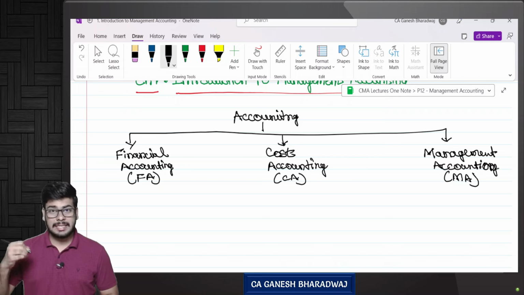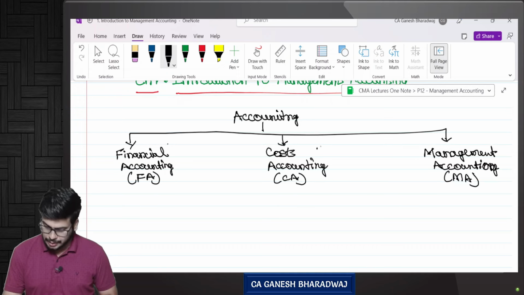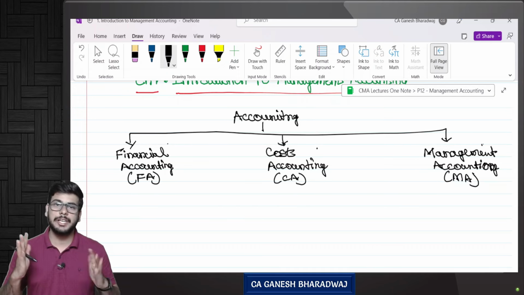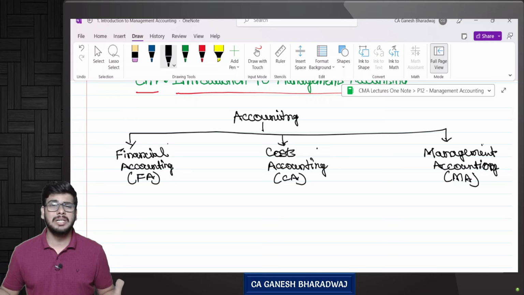In fact, in your CMA intermediate, all three of these branches of accounting, you will be studying as multiple papers. For example, cost accounting is paper 8, which specifically deals with cost accounting. Paper 12 is management accounting. And yes, you also have a separate paper for financial accounting, paper two or three, I'm not very sure about it. Fine. So you will be studying all the branches of accounting.